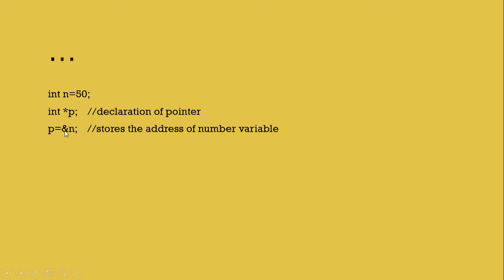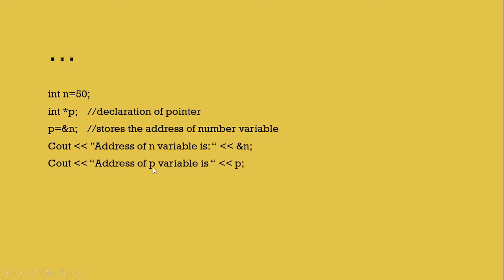For example, int n is equal to 50. Int asterisk p, where p is the pointer variable. This is the way you declare a pointer. This stores the address of n in p. Cout the address of the n variable is this one. Cout the address of the p variable is p. Value of p is p.